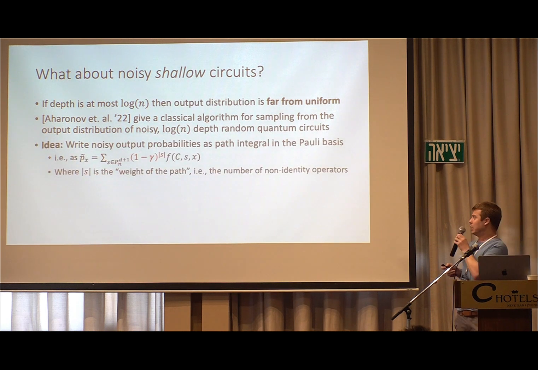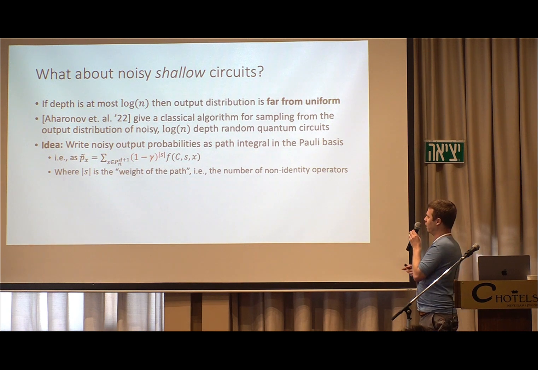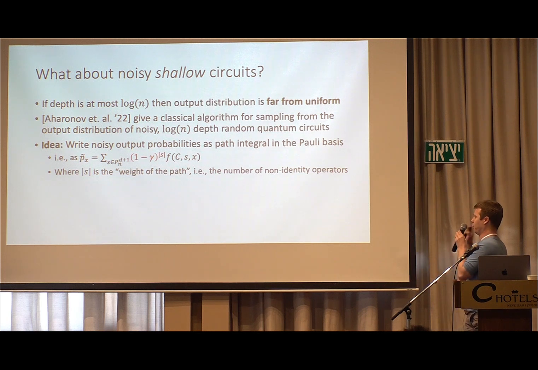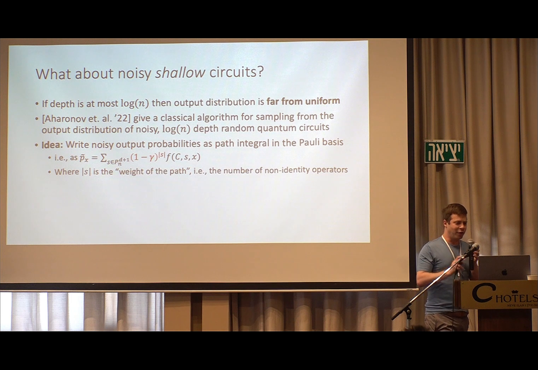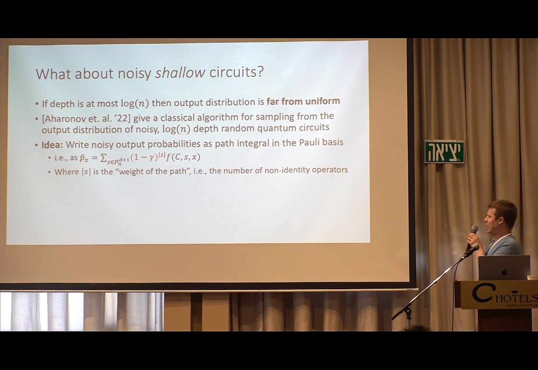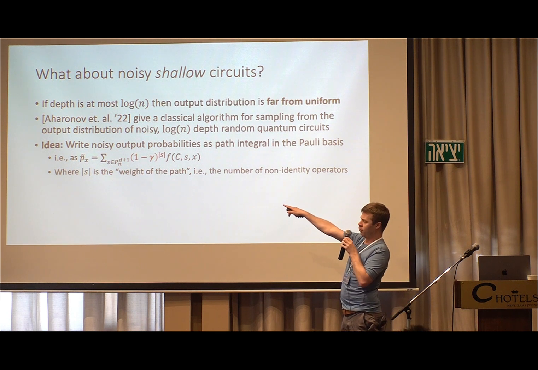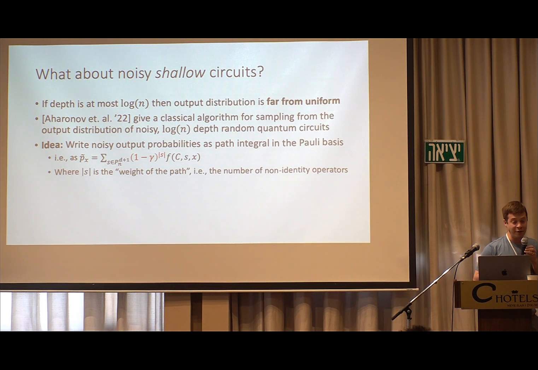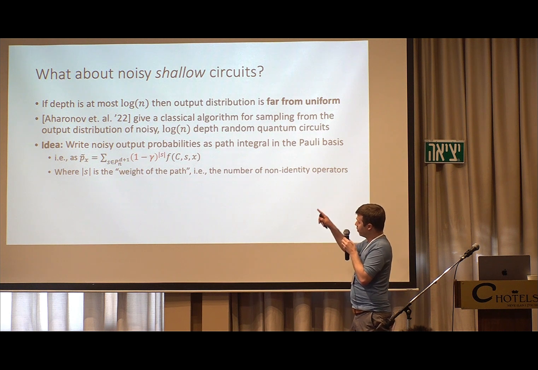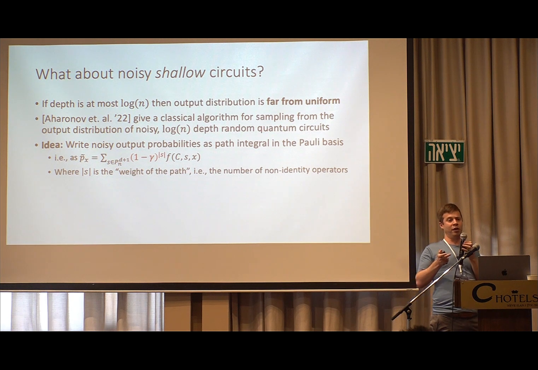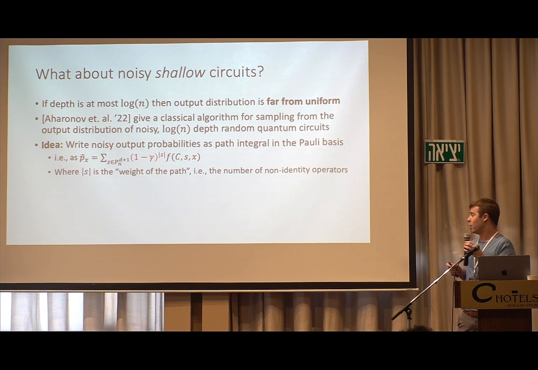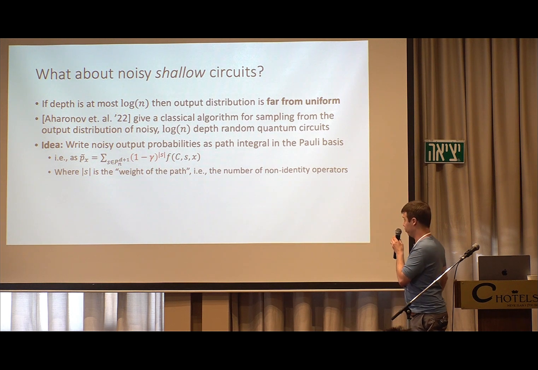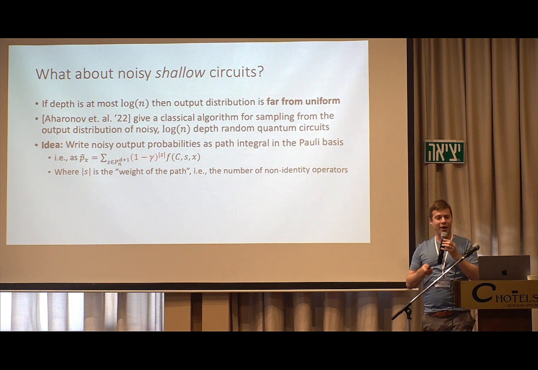OK, what is the idea? Well, the idea is the following. It's really beautiful. We really love this paper. The idea is to write the noisy output probability as a path integral in the Pauli basis. We won't get into too much detail, but it's very similar to the path integral you just saw in the computational basis. In the sense that now we're writing this noisy output probability, p twiddle of x, as a giant sum over an exponential number of paths. Each path is indexed by a d plus 1 tuple of n qubit Pauli operators. But the nice thing about this is that each term in the sum individually is manageable, right? It has two components. There's a noise component, 1 minus gamma, that's the noise rate, to the what we'll call the weight of the path, the bar s notation, times some function that's efficiently computable.